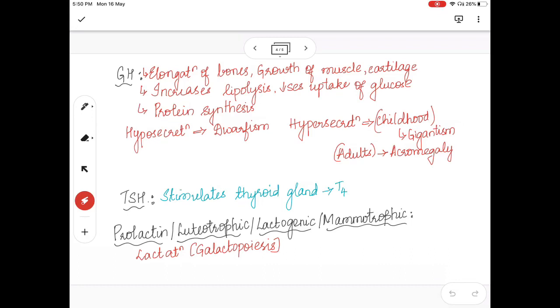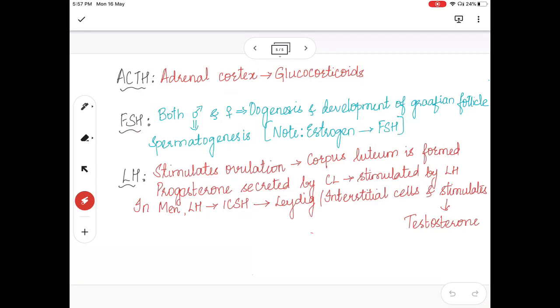Okay. Then the second one is which one? TSH, that is thyroid stimulating hormone. The name itself is making us understand it is going to stimulate our thyroid gland to secrete the thyroxine hormone. Then there is a third category, that is prolactin, luteotrophic, lactogenic, mammotrophic hormone. That means something related to prolactin, correct? So this prolactin is responsible for the milk production. So we finished with the prolactin.